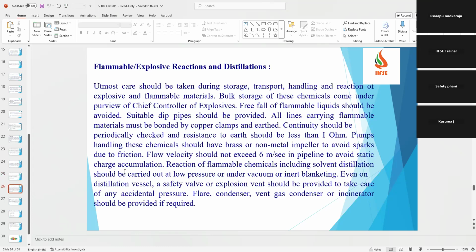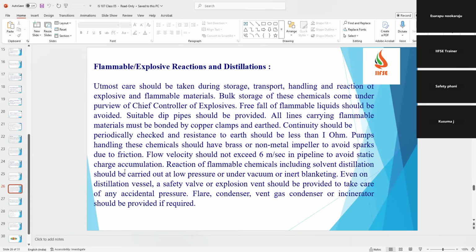Flammable and explosive reactions and distillations. So utmost care should be taken during the storage, transport, handling, and the reaction of explosive and flammable materials. So bulk storage of these chemicals comes under the Chief Controller of Explosives. Free fall of flammable liquids should be avoided. So why do we need to avoid free fall of flammable liquids? There is a chance of generation of static electricity.